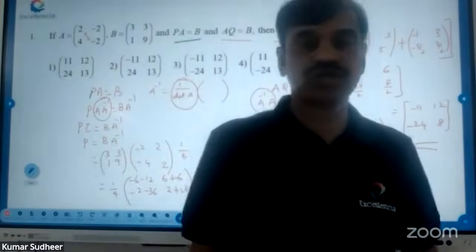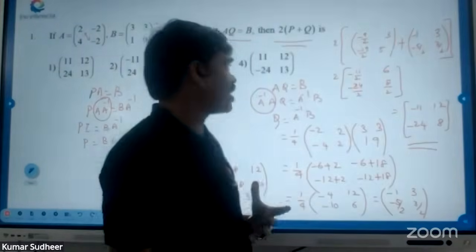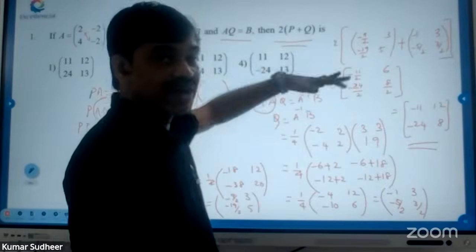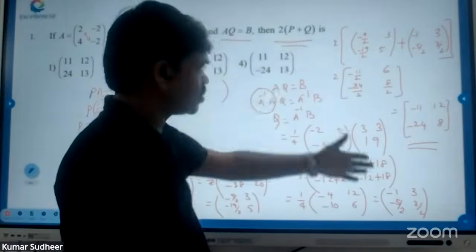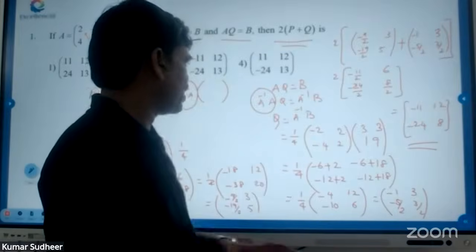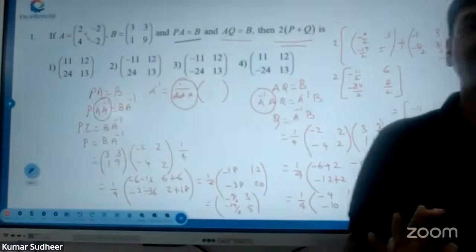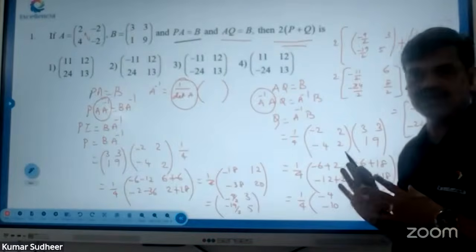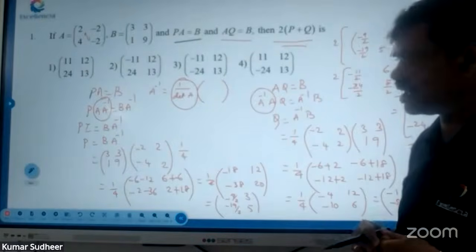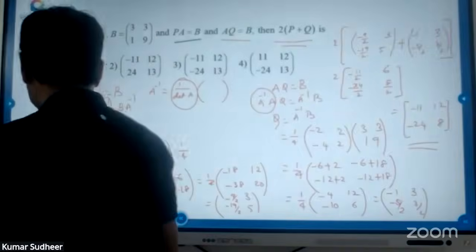Since it is a memory-based question, some students called and told me, sir, it was the trace of the matrix actually. So depending upon the question, we can find it. Mainly, it is a normal question. Any student can try and get the answer for the problem. Okay. Let us move on to the next question.